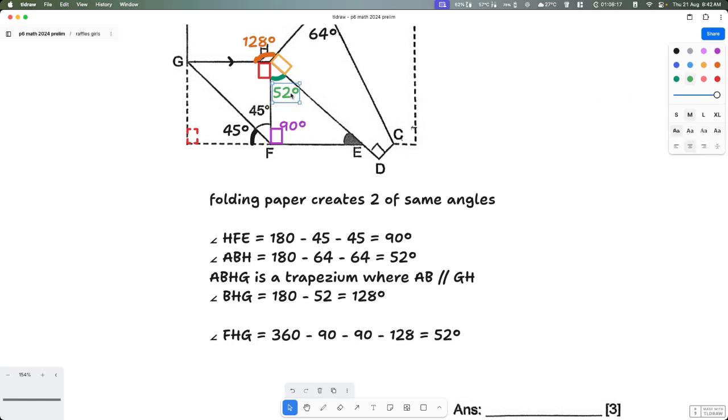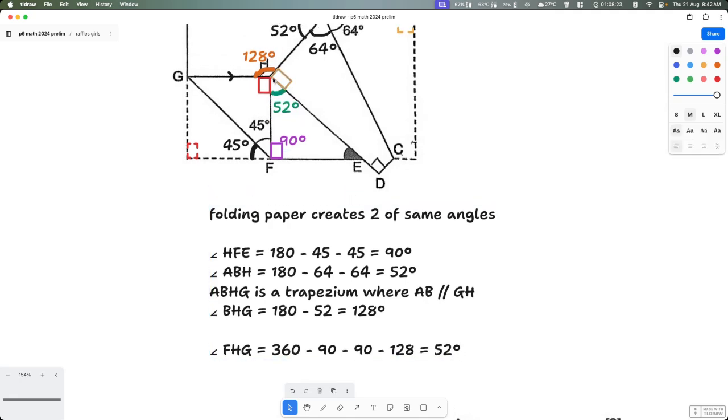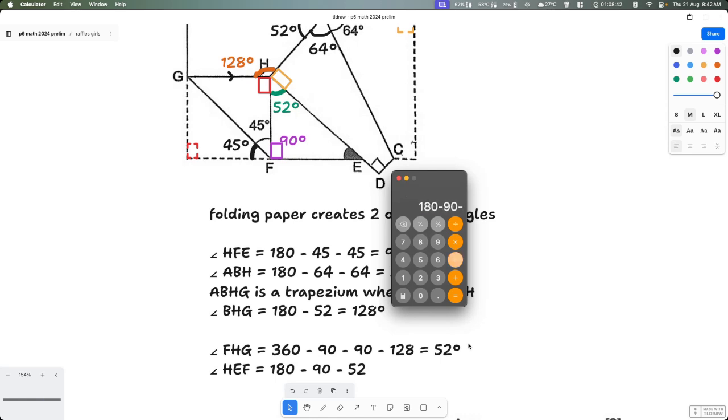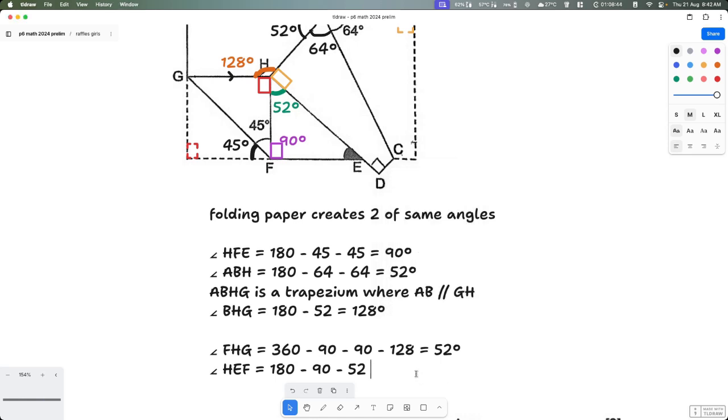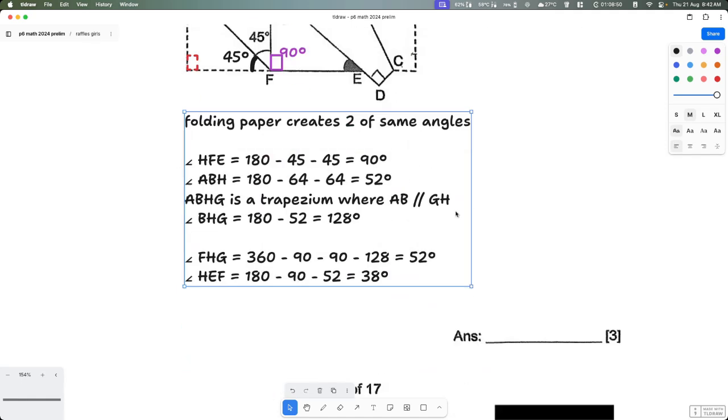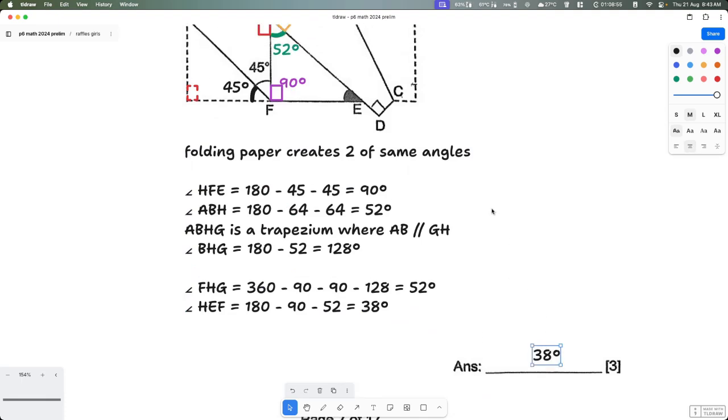Or this. Okay, so with that said, we can now finally get our angle. Let me not cover the H. So HEF, right? So angle HEF is equal to 180 minus 90 minus 52. Let's use the calculator again. 180 minus 90 minus 52. This is 38 degrees. All right, there you go. So that's the answer, 38 degrees. Alrighty, let's move to the next question.